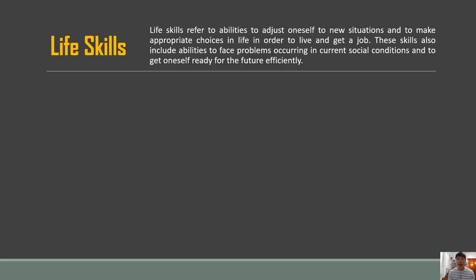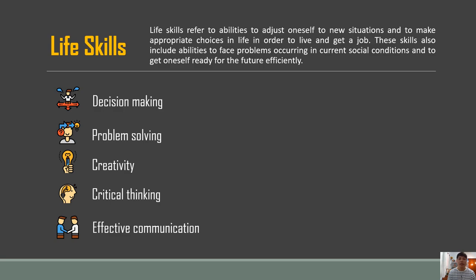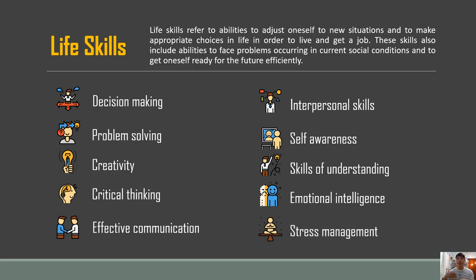And the CMRU identity divides life skills into 10 skills. The first one, decision making. Next, problem solving. Third, creativity. Fourth, critical thinking. Fifth, effective communication. Sixth, interpersonal skills. Seventh, self-awareness. Eighth, skills of understanding. Ninth, emotional intelligence. And the last one, stress management. So I will explain to you briefly one by one in order to get the idea of each.